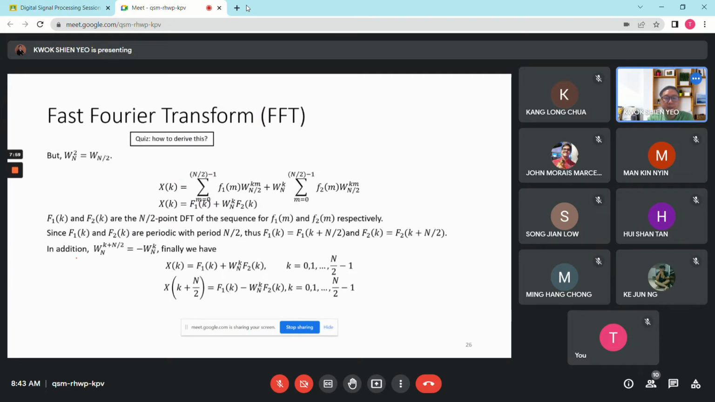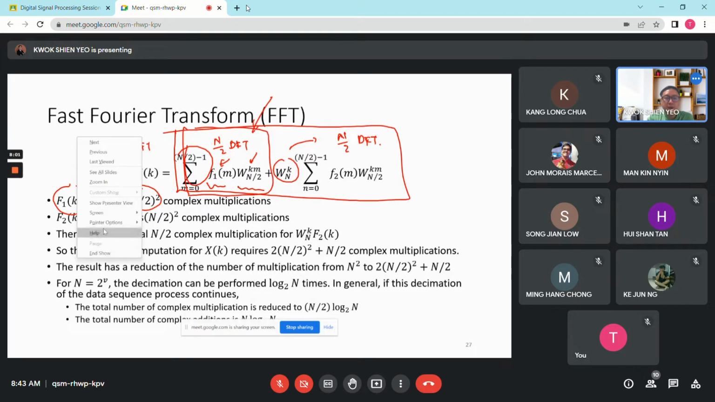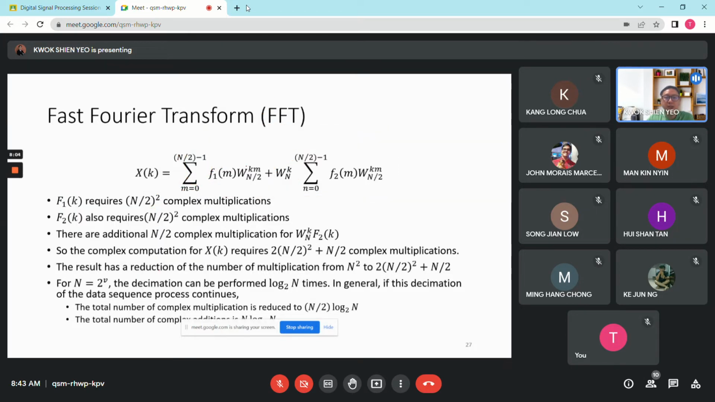Once you are able to break down this Xk computation into these two smaller DFTs, you find that this part needs (n/2)^2 complex multiplications. We are talking about multiplication now, because it reflects the same amount of complex addition also. We just look at one computation process first. Then F2K here also takes (n/2)^2 multiplications.